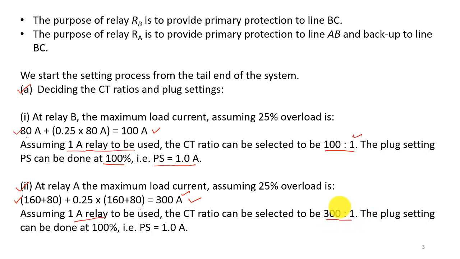So the CT ratio we found is 300:1. The plug setting can be done at 100%, that is PS equal to 1 ampere. So 100% means the secondary side current is 1 ampere, so I can write the plug setting as 1 ampere.